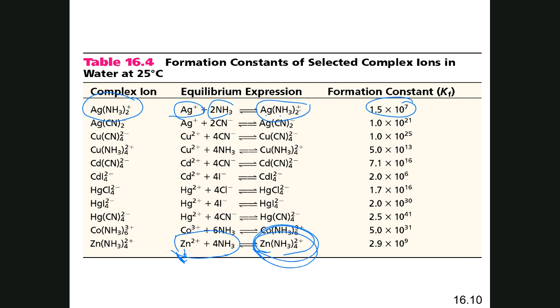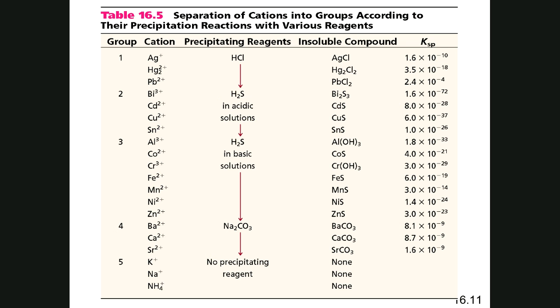Same thing for cobalt, it is going to form the complex ion. But you see how high this value for Kf is compared to zinc. So if you add less ammonia, first cobalt would dissolve, would form the complex ion, and then the zinc. So some ions are soluble in acidic, others are soluble in basic solution.